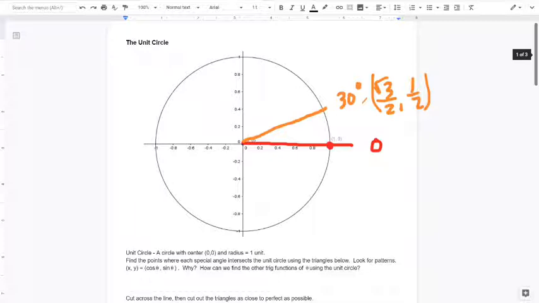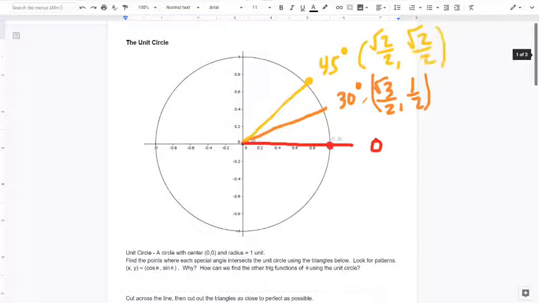Right, if we take our 45, 45, 90-degree triangle and place it, it would look something like this, where that's 1, this side is root 2 over 2, and this side is root 2 over 2. So we can use that to find the x and y coordinates of this point. So a 45-degree angle is going to cross the unit circle at the point root 2 over 2, comma root 2 over 2.